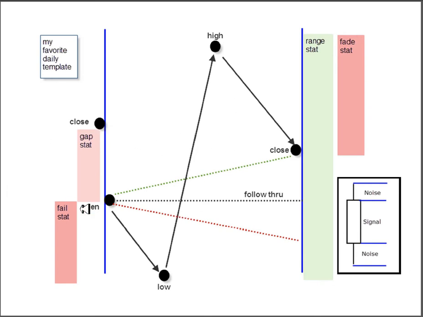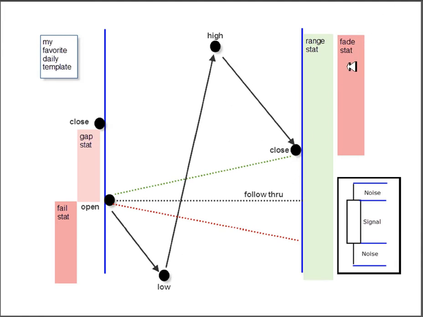Now, the distance from the open to the close, we call that the difference between those. We look at that as the follow through. So in this case, we could see opened here, closed here. That would be a positive follow through. If it opened here and closed down here, that would be a negative follow through. So now we have the open, the low, the high, and the close.